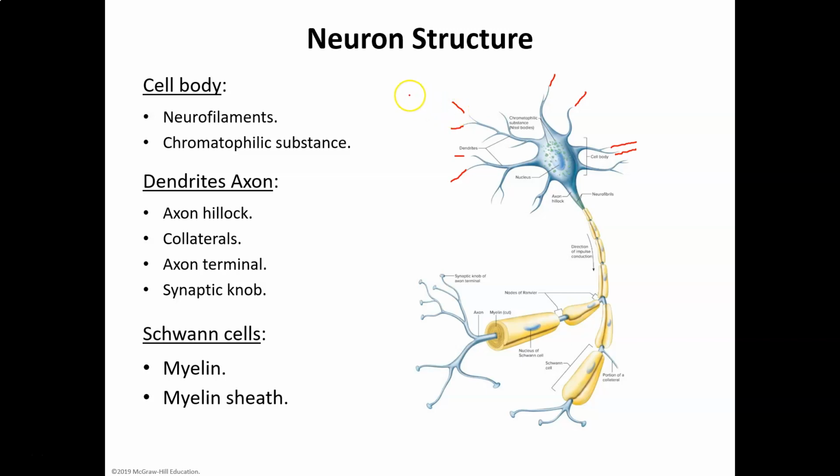There's lots of different inputs, but a dendrite is going to bring information in. Here is the cell body. This whole thing here is the cell body. All right? That has neurofilaments in it. It has chromatophilic substance, what are called Nissl bodies. These darkened dots, they're not so black in this picture, those are Nissl bodies, or chromatophilic substances.